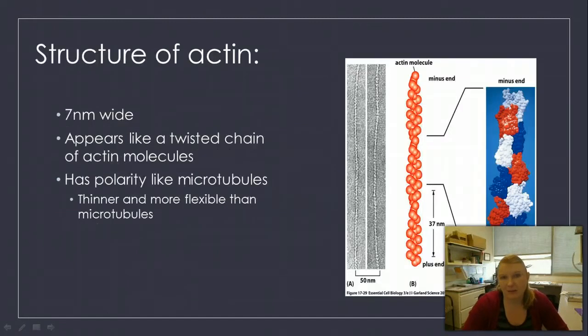All right, so we had intermediate filaments, which were rope-like structures, and we have microtubules, which are tube-like structures. Now we have our twisted chain, the actin molecules. They form this twisted chain shape, composed of actin monomers, and they have the plus and minus end just like we just talked about. That polarity allows it to grow and shrink as needed. These are thinner and more flexible than microtubules, so they can do a variety of other functions. We're going to talk a little bit about this polarity again in a second.